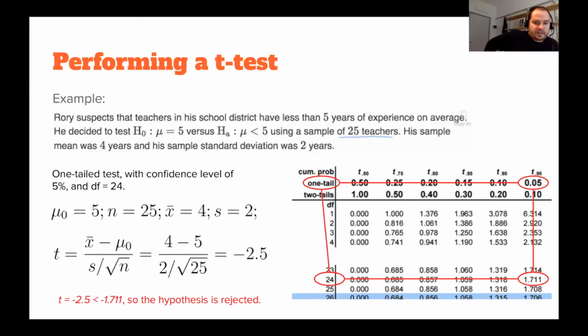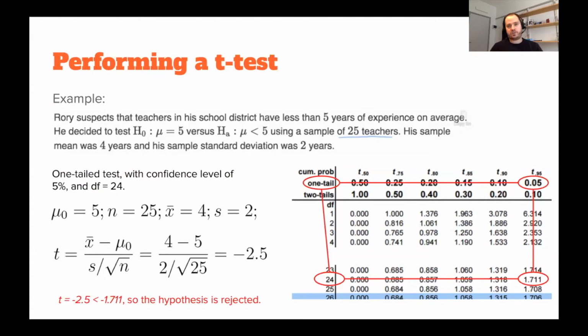Let's then take a look at this concrete example. This comes from Khan Academy. Rory suspects that teachers in his school district have less than 5 years of experience on average. So he decided to test the null hypothesis that the mean years of experience is 5 versus the alternative hypothesis that it's actually less than 5.